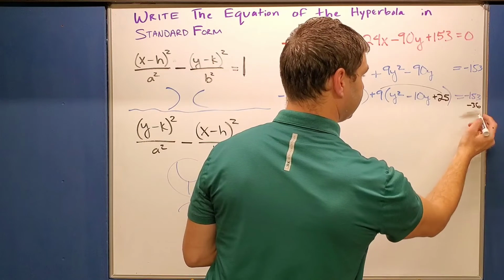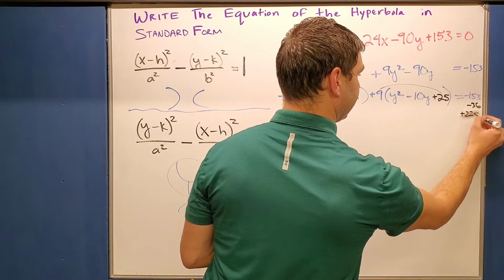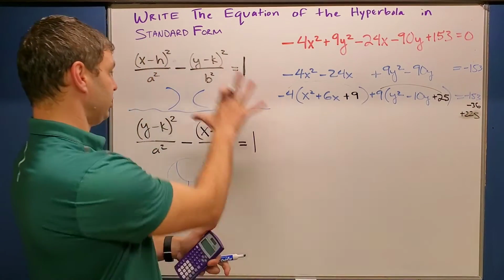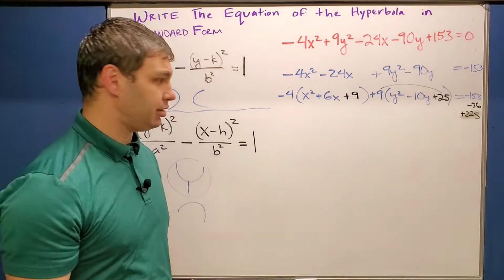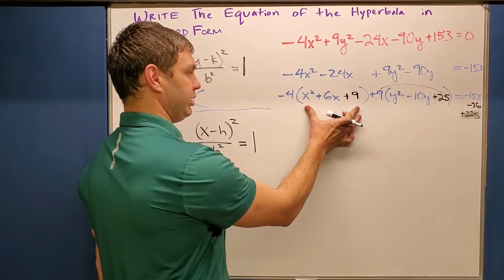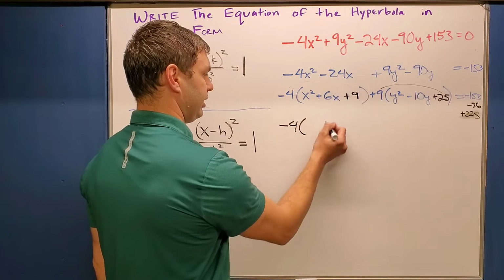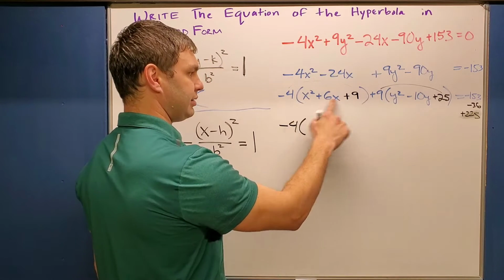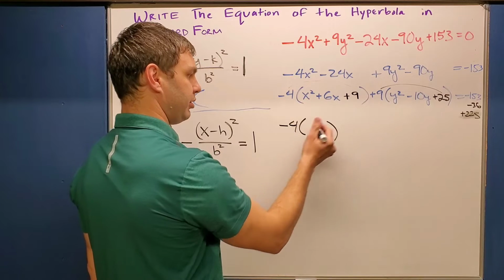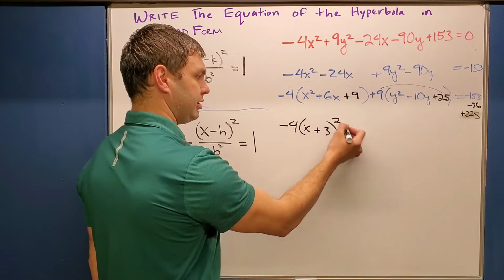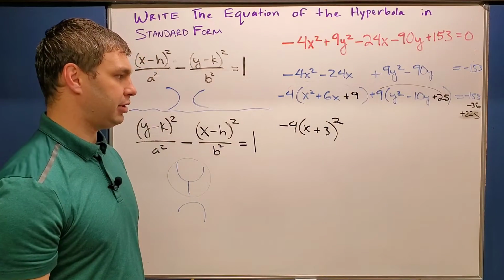to the other side of the equal sign. And then I can write this to look a little bit closer to my standard forms, where I write this as a binomial squared. And to do that, I'm going to have a negative 4 out front of this set of parentheses, which would be x and a 3. Take the square root of both of those and use the sign of your b term, quantity squared. So x plus 3 quantity squared with a negative 4 out front.